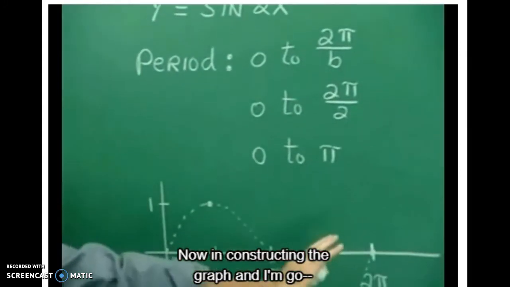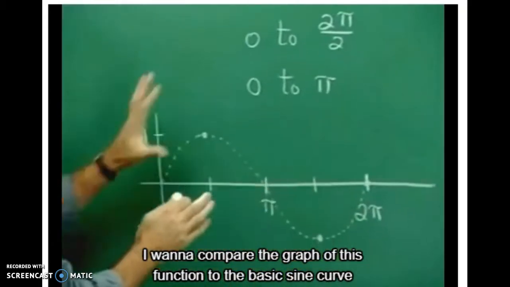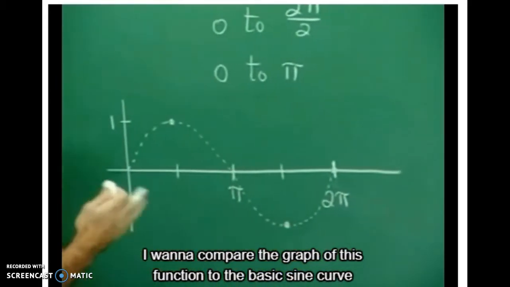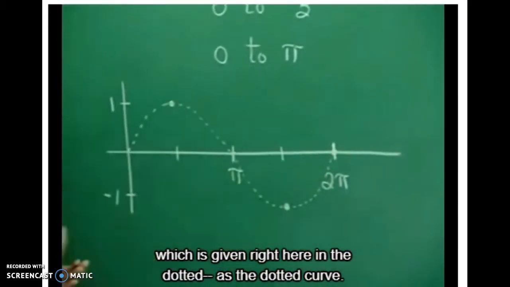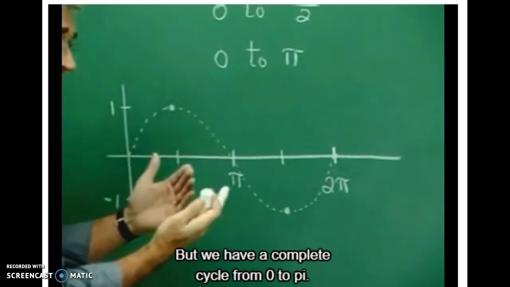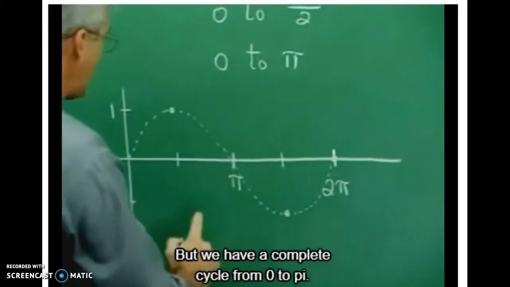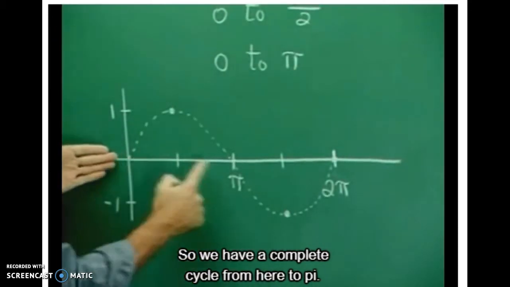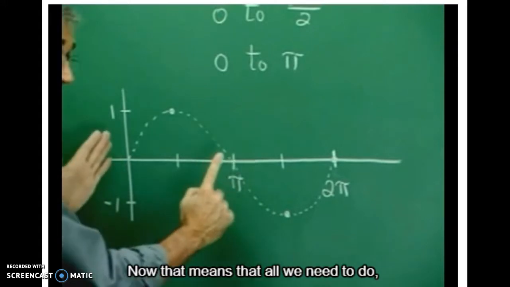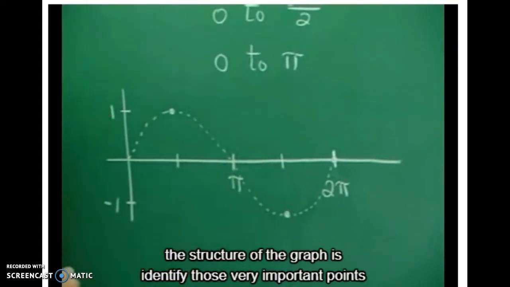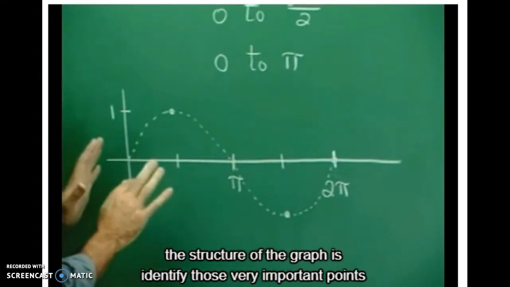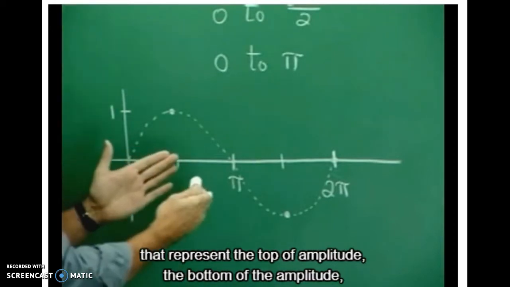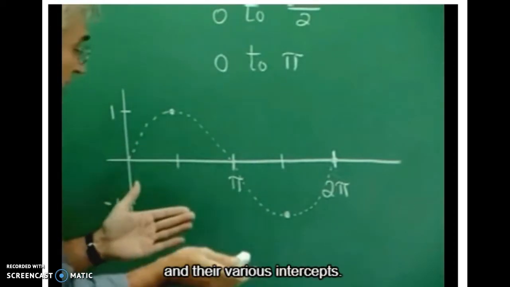Now, in constructing the graph, I want to compare the graph of this function to the basic sine curve, which is given right here as a dotted curve. But we have a complete cycle from 0 to pi. Now, that means that all we need to do to structure the graph is identify those very important points that represent the top of the amplitude, the bottom of the amplitude, and the various intercepts.